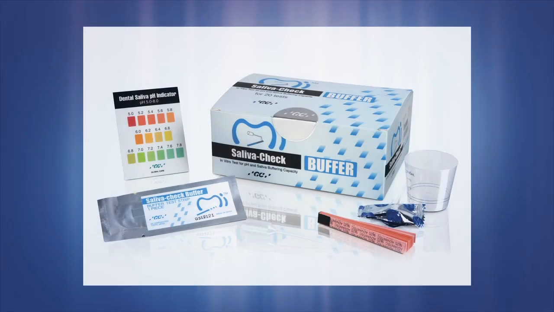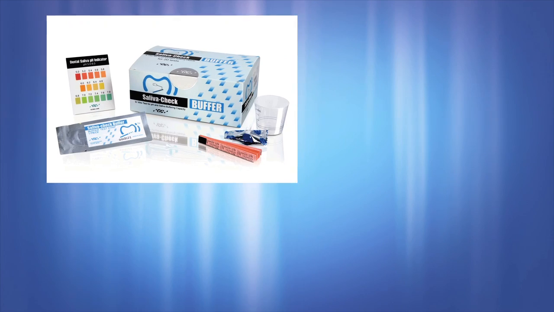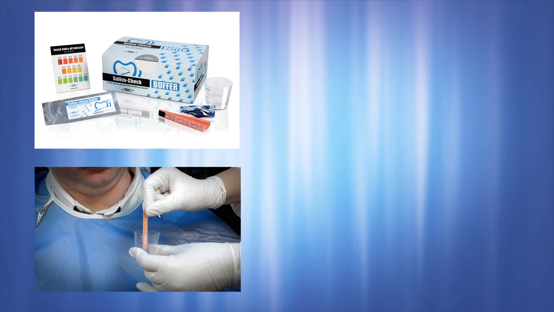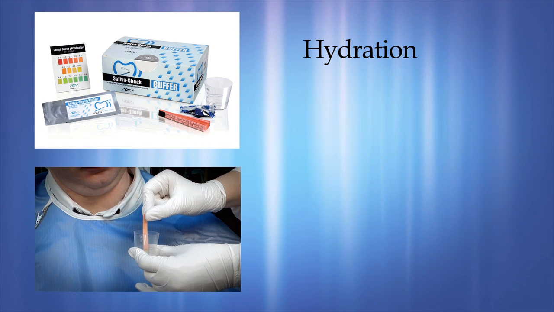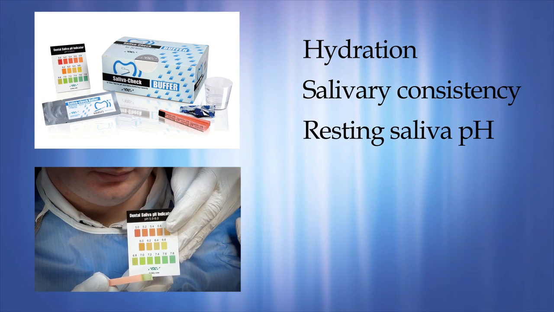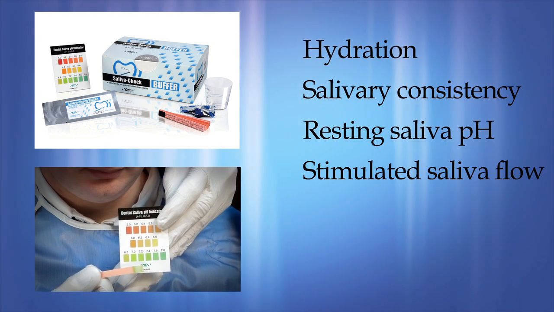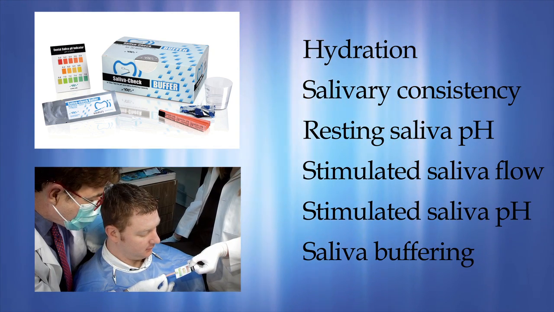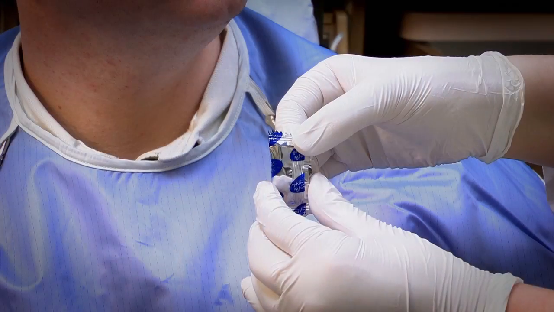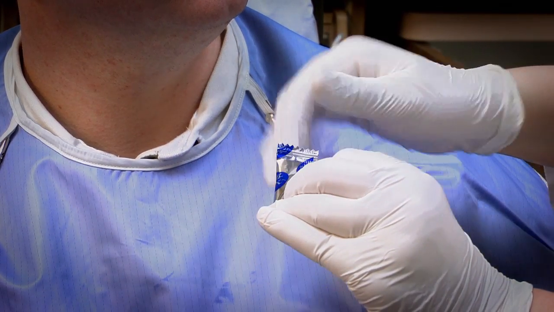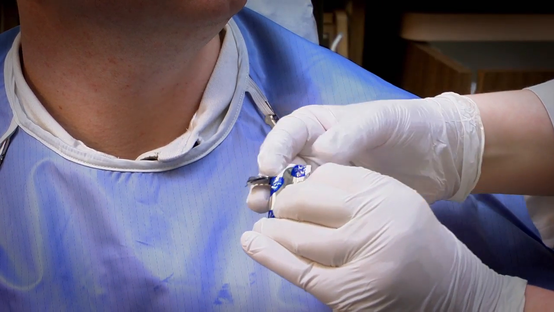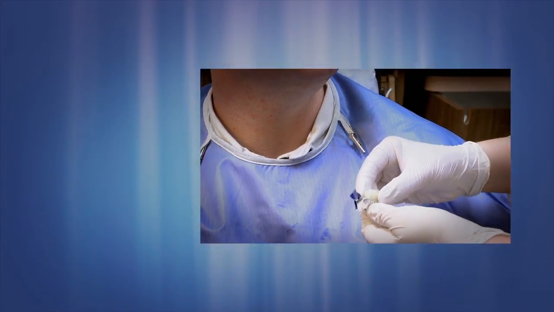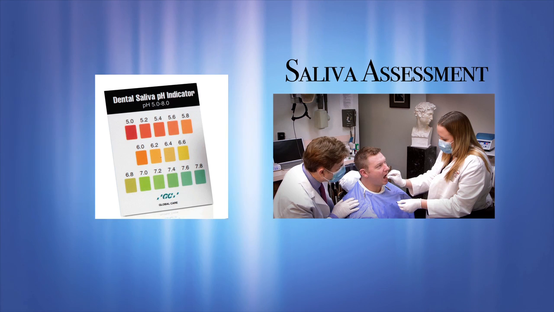The Saliva Check Buffer Kit is an examination tool for identifying, measuring, and assessing the patient's possible caries risk, based upon hydration, salivary consistency, resting saliva pH, stimulated saliva flow, stimulated saliva pH, and saliva buffering. Stimulated salivary flow can be measured by chewing a piece of inert paraffin wax for a period of 10 seconds and 5 minutes. The pH strip will indicate the level of acidity.